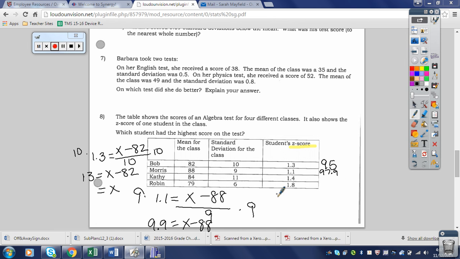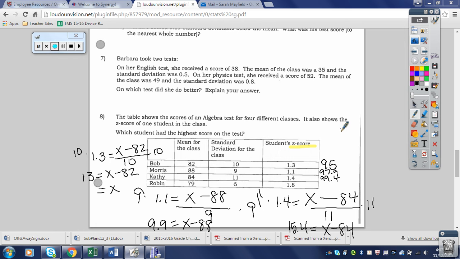Now let's try Kathy. Kathy got a 1.4 z-score. We're looking for her x. Her mean was 84. Her standard deviation was 11. Multiply by 11. You get 15.4 equals x minus 84. You add 84. X is 99.4.